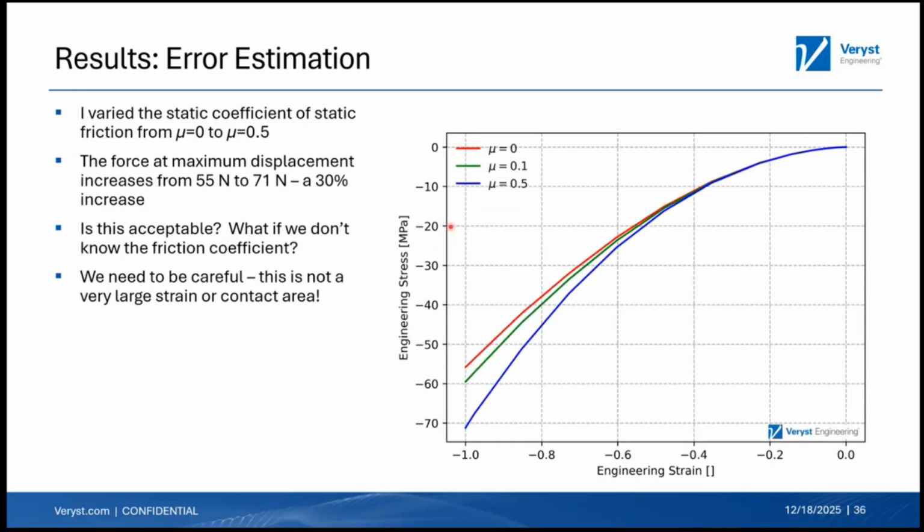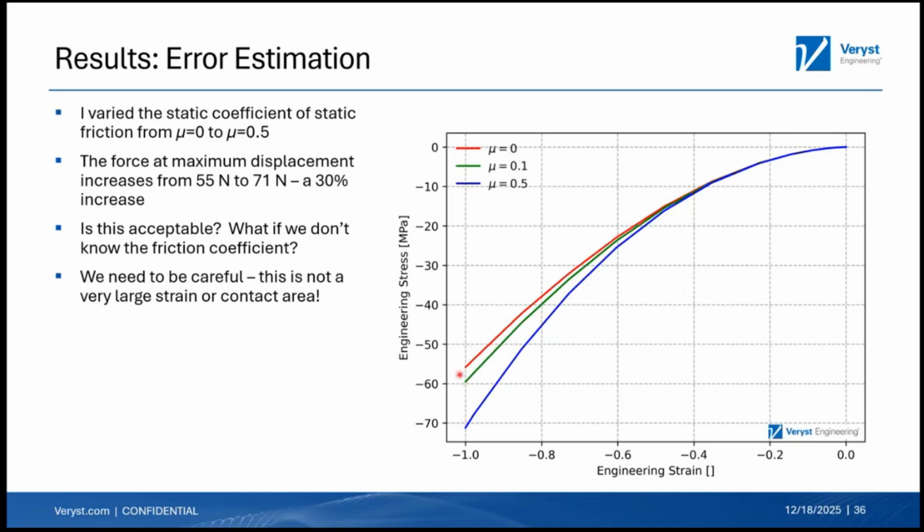So I did that, and I changed the coefficient of friction from mu of 0 all the way up to mu of 0.5. And you can see here for the first little bit of applied displacement, which I'm calling engineering strain, but that should actually be displacement, I apologize. So as we get up to 0.4 millimeters of displacement, we basically have no difference between these things. But as we go to higher and higher forces and displacement, we start to see some divergence.